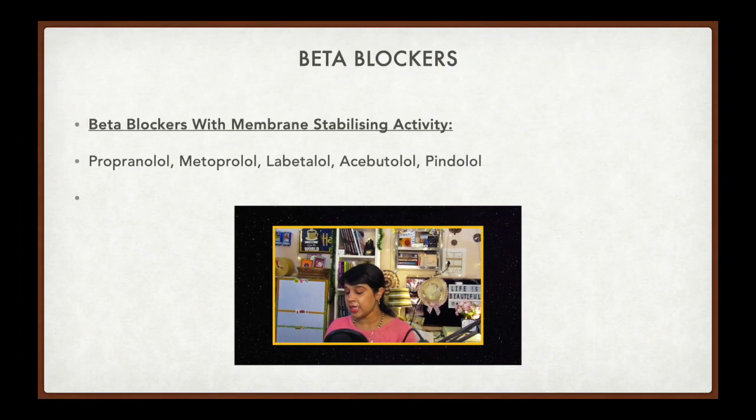Next group of drugs, beta blockers having membrane stabilizing activity. What is their action? They have a sodium channel blocking action. That is also a local anesthetic action, and they can contribute to anti-arrhythmic action. And these drugs should be totally avoided in glaucoma. They can cause corneal anesthesia. What are these drugs? Propranolol, which has the maximum membrane stabilizing activity. Other drugs are metoprolol, labetalol, acebutolol, pindolol.